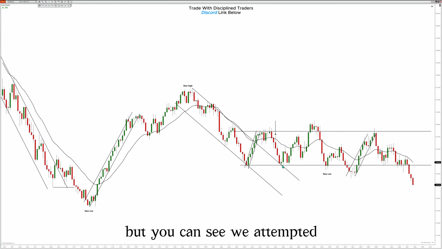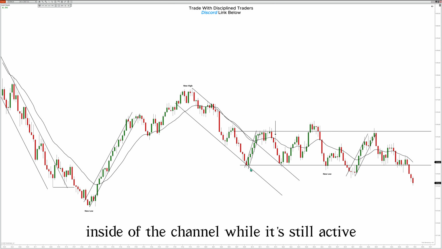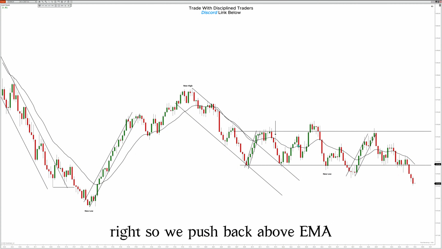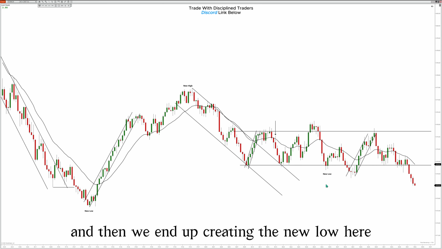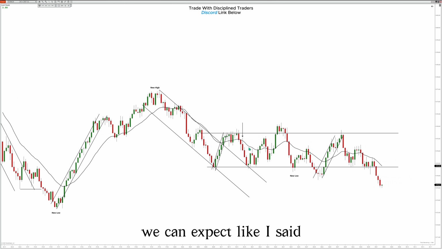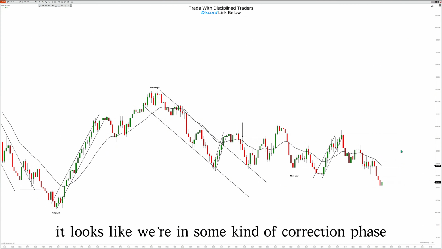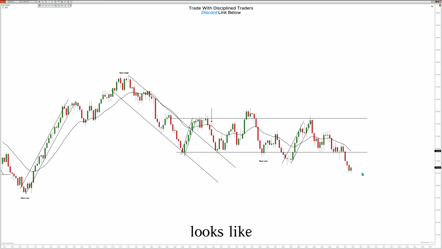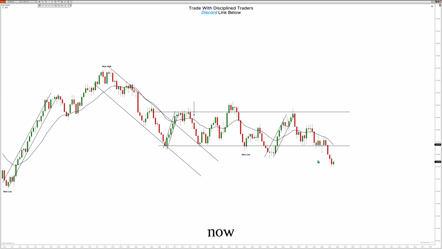But you can see we attempted and we did not create new low because it's not lower than this low inside of the channel while it's still active, right? So we push back above EMA, and then we end up creating the new low here. Now after new low is created, we can expect, like I said, correction or reversal. And it looks like we're in some kind of correction phase. Looks like we're breaking out of the bottom of this trading range now.